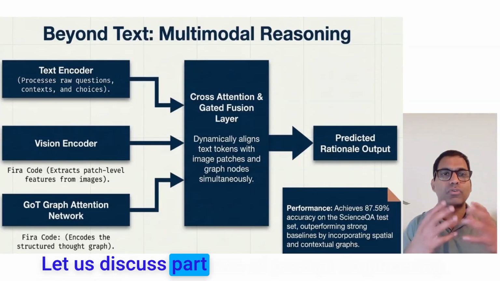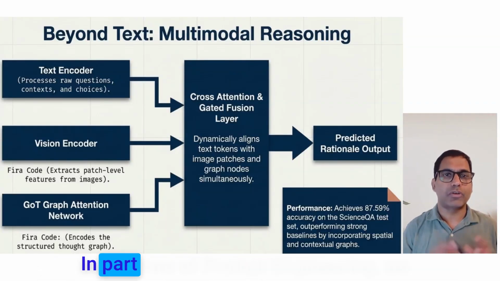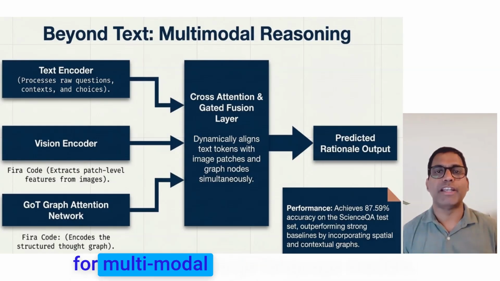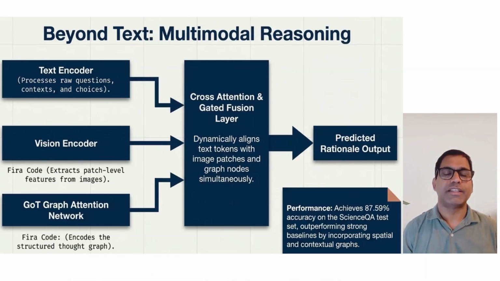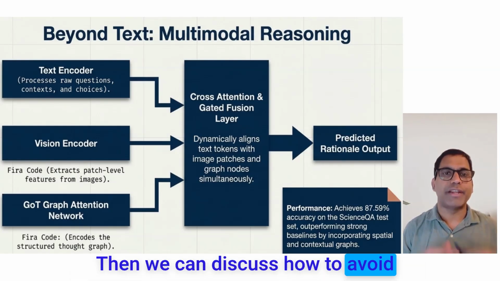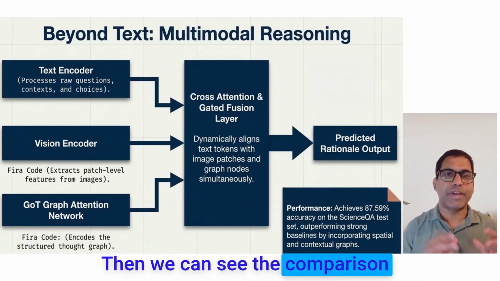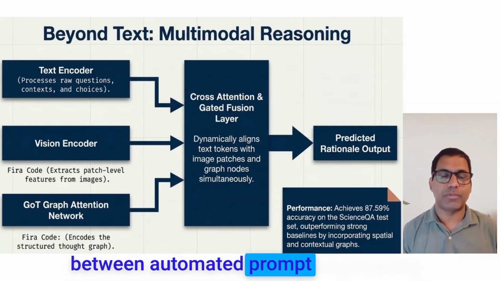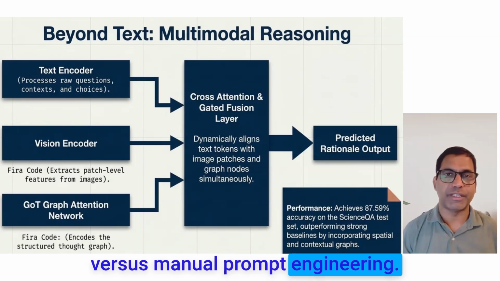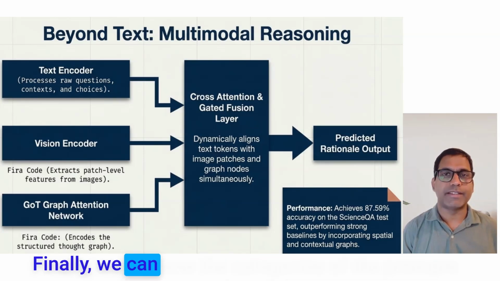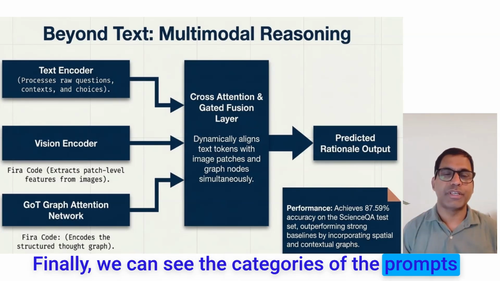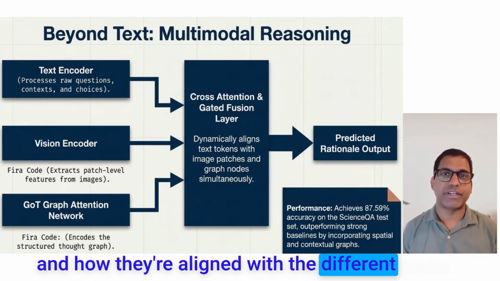Let us discuss part 2 of prompt engineering. In part 2 of prompt engineering, we initially start with prompt engineering for multi-modal large language models. Then we can discuss how to avoid hallucination using prompt engineering. Then we can see the comparison between automated prompt engineering versus manual prompt engineering. Finally, we can see the categories of the prompts and how they are aligned with the different tasks.